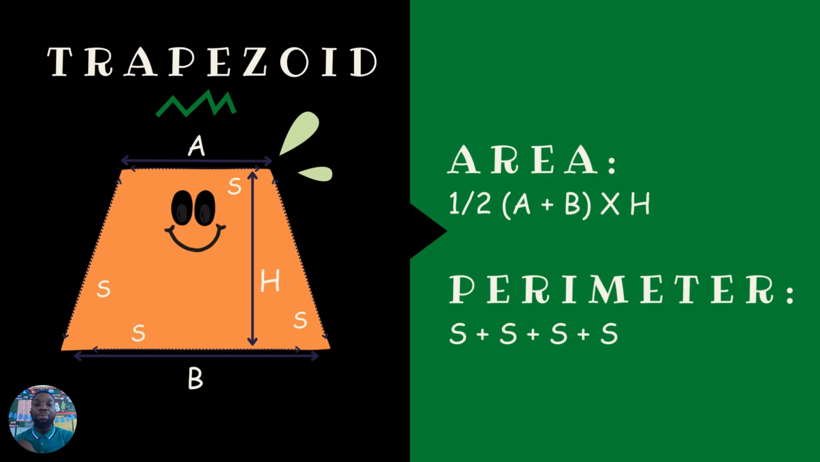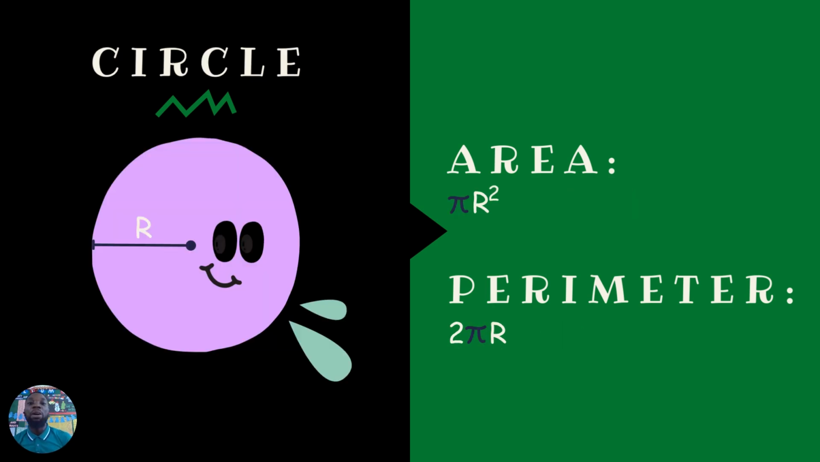Let's go to the trapezium. The area of a trapezium is half times a plus b, then times the height. The a and b stand for the parallel sides of the trapezium, while the height is the height of the shape. The perimeter, just like you have it in the rectangle, is the total sum of the sides of the trapezium.